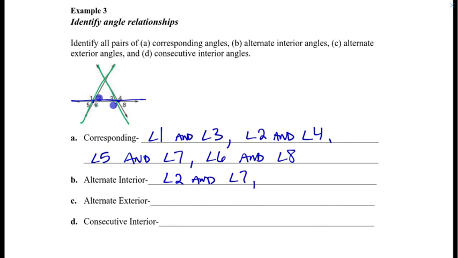And then if we look, we're going to see that 3 and 6 will also be alternate interior since they're in between our lines and on opposite sides of our transversal.